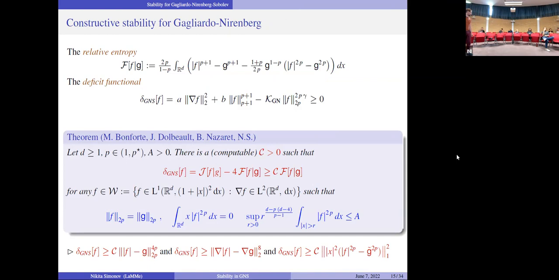Now, whenever you obtain a result like this, actually you can obtain several things here. You can obtain, as I told you, a stability result in entropy, a stability result for the gradients, and also a stability result for the second moment of the difference. So it seems weak, but actually it's not.